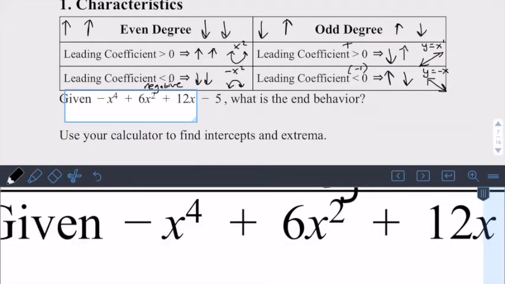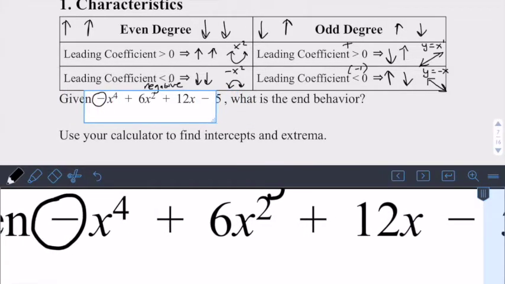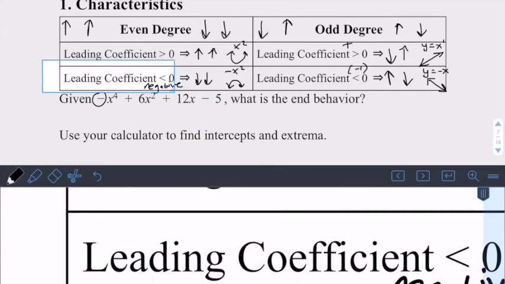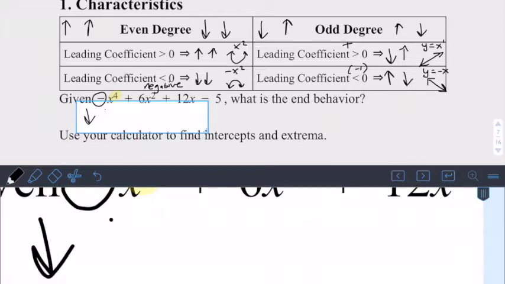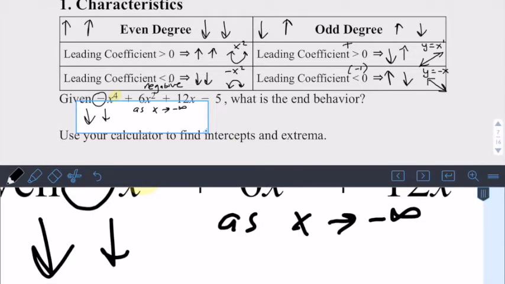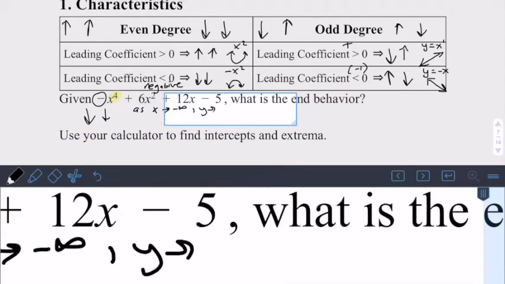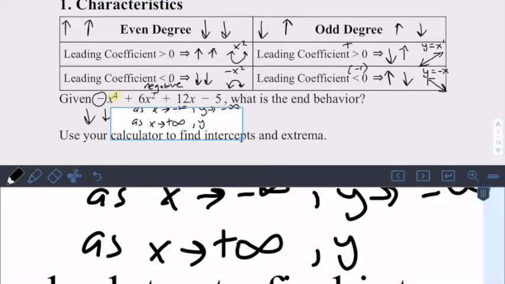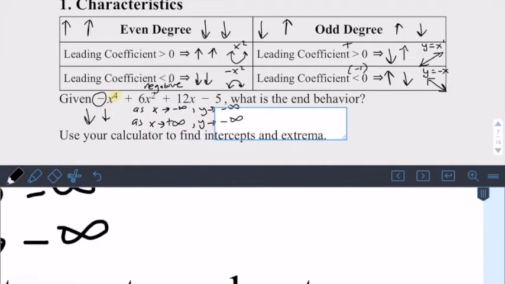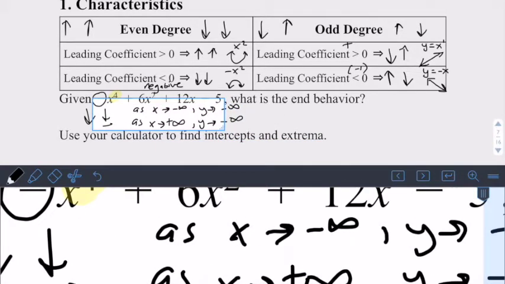So here's our function. We have negative x to the fourth. So we know that the end behavior is going to be down, down, right? It's an even degree, so that means that it's going to be down, down. What that means is as x approaches negative infinity, that's this arrow, y approaches negative infinity, and as x approaches positive infinity, y approaches negative infinity. That's this arrow. And then now we can use our calculator to find intercepts and extrema.